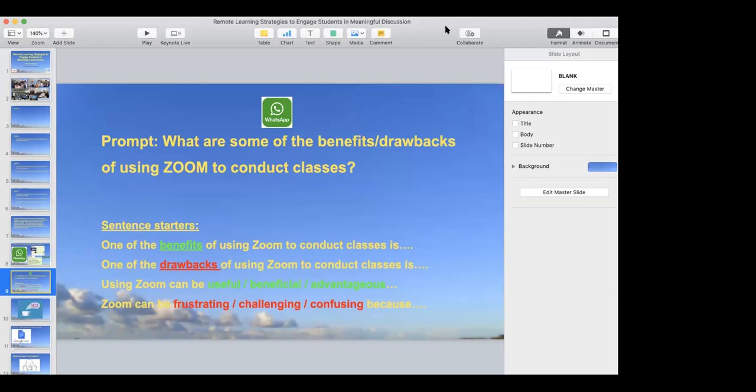Hello, everyone. Can I try? Please. One of the advantages of using Zoom or WhatsApp apps during the classes is to keep social distance. And during the pandemic, this is very topical.